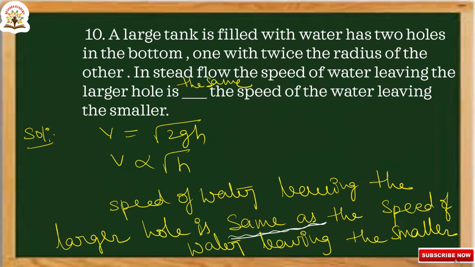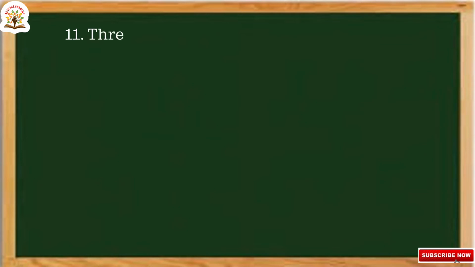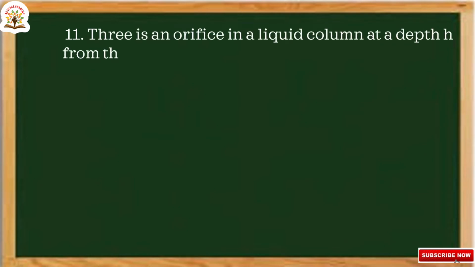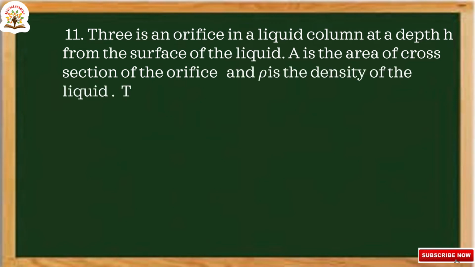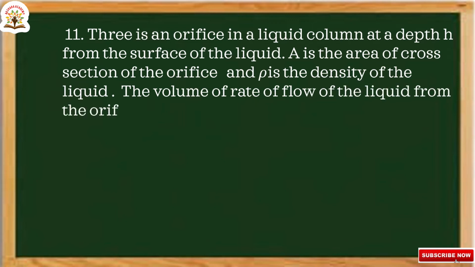Okay, next we'll go to the next question, 11th one. There is an orifice in a liquid column at a depth h from the surface of the liquid. A is the area of cross section of the orifice and rho is the density of the liquid. The volume rate of flow of the liquid from the orifice is proportional to. Here, now let us go to the solution.